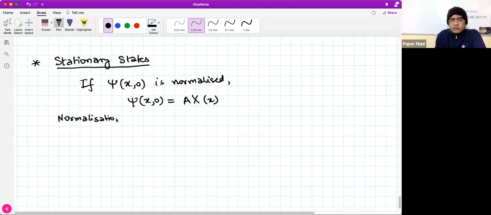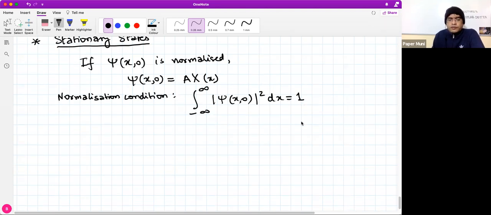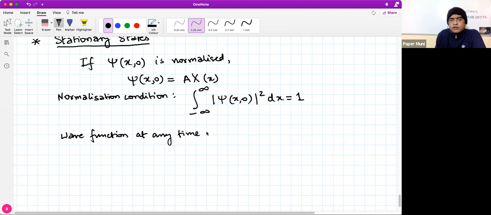all right, it's given to you that the integral from minus infinity to plus infinity of psi(x, 0) squared dx is equal to 1. All right. Now the wave function at any time t. Let's write down the wave function at any time t.